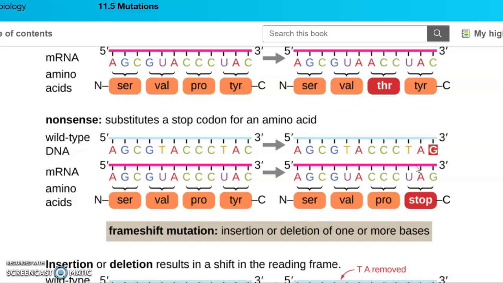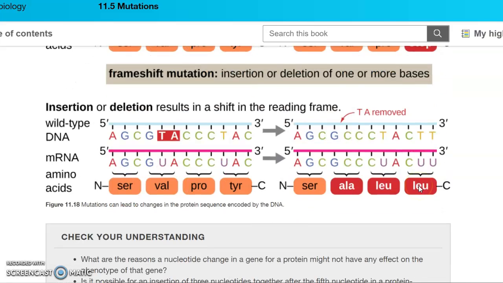A nonsense mutation is when we put in a stop codon where there should be an amino acid. So here we have a G instead of a C. So instead of UAC and tyrosine, we have UAG, which is a stop codon. So what's going to happen is the process is going to stop right there. So we get an incomplete protein. It could be correct up to that point, but it's not going to be finished because it got to that stop codon before it should have.